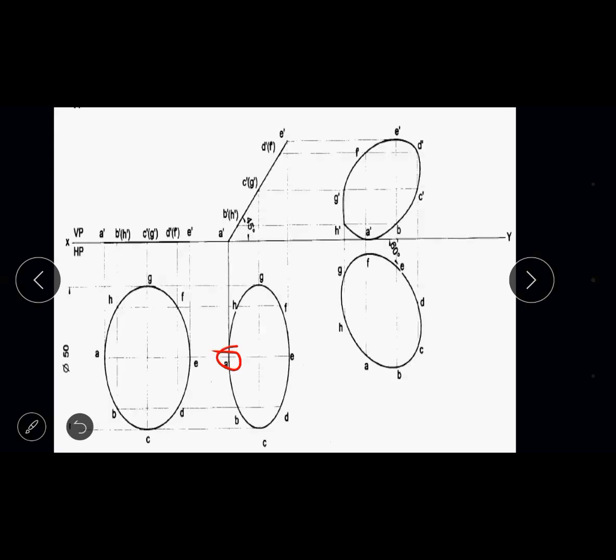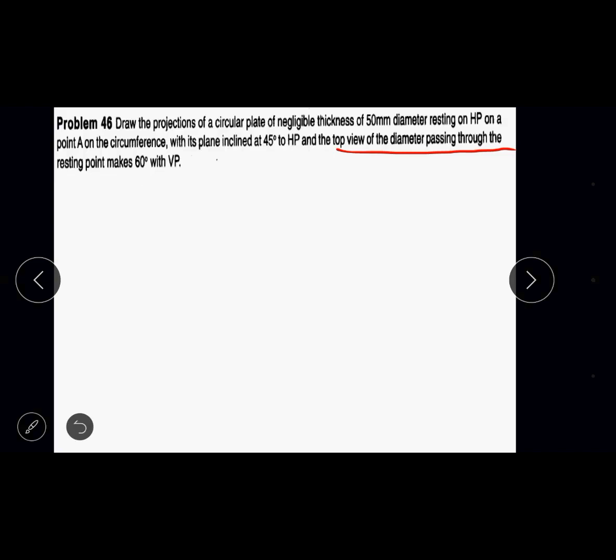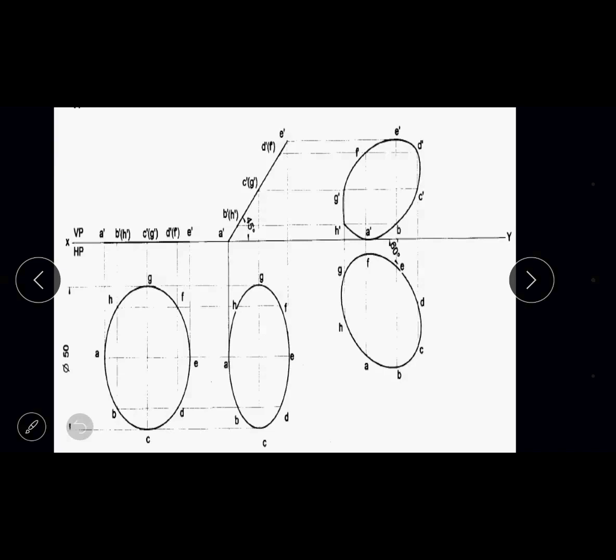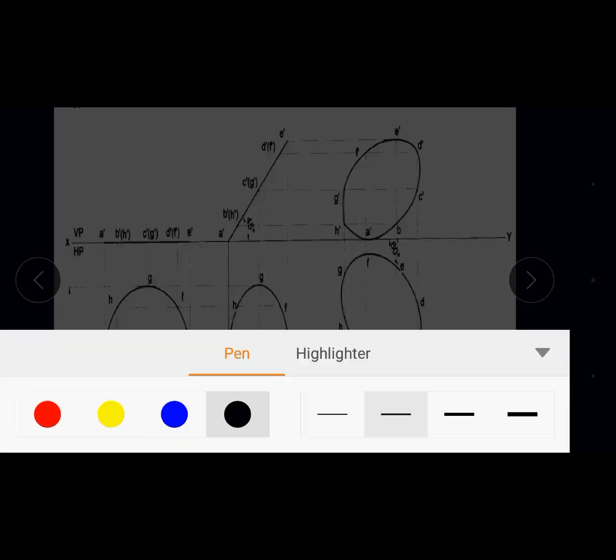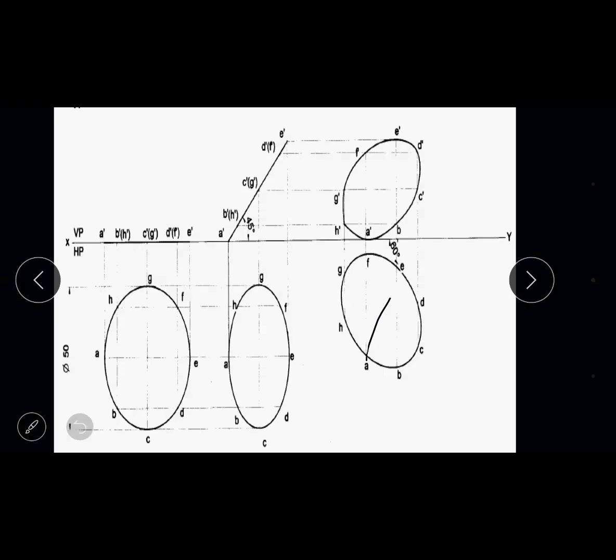From the resting point, if you consider the diameter, the top view of the diameter is obviously the line AE, passing through the resting corner A. This top view of the diameter passing through the resting point makes 60 degrees with VP. So this line AE you have to shift to an angle of 60 degrees, which is shown in this figure. I'll just use this black color, as it's not visible clearly in the figure. You can see that the line AE is inclined at 60 degrees.